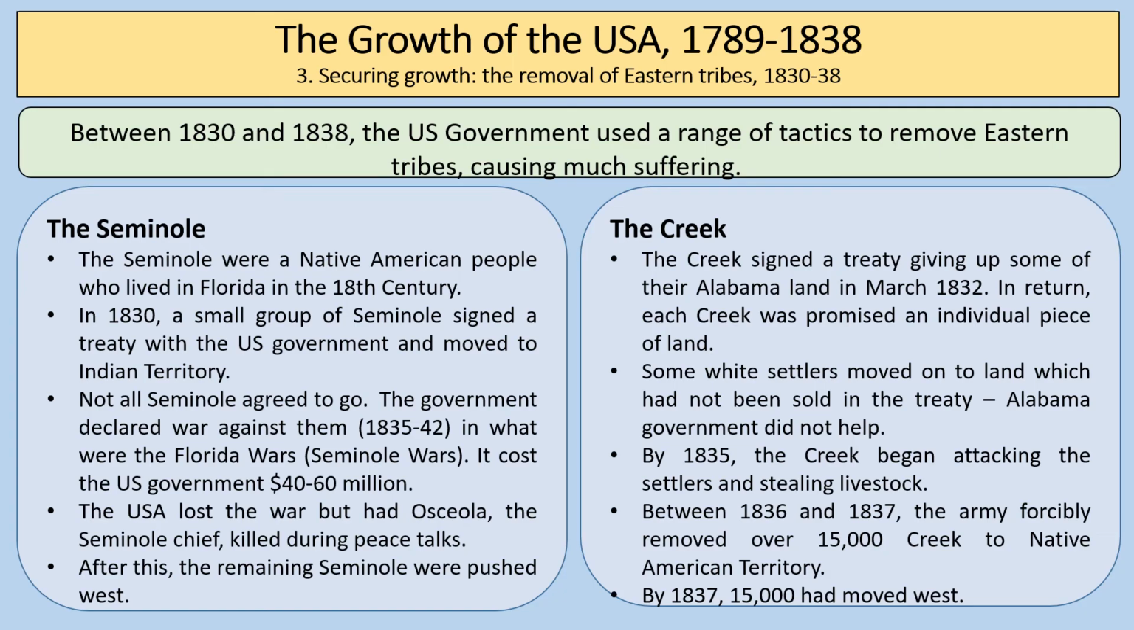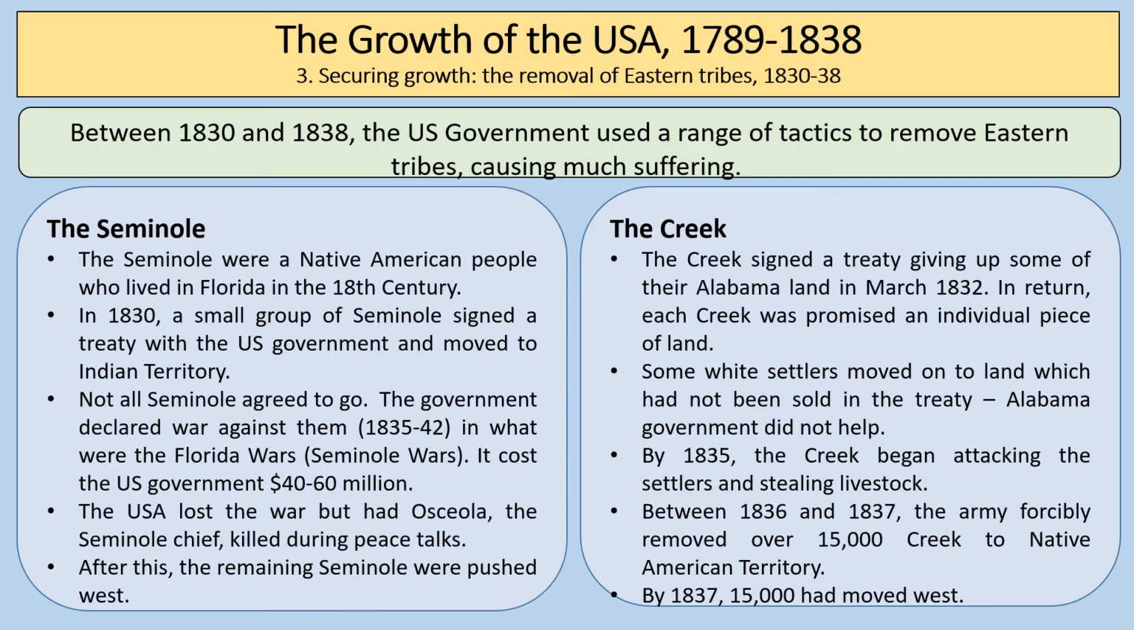Okay, so between 1830 and 1838, the US government used a range of tactics to remove eastern tribes, which caused a lot of suffering. So the Seminole, they were a Native American people who lived in Florida in the 18th century. A small group of them had signed a treaty with the US government and moved to Indian Territory in 1830, but not all Seminole had agreed to go. So the government declared war against them in what were known as the Florida Wars or the Seminole Wars, and it cost the US government $40 to $60 million.